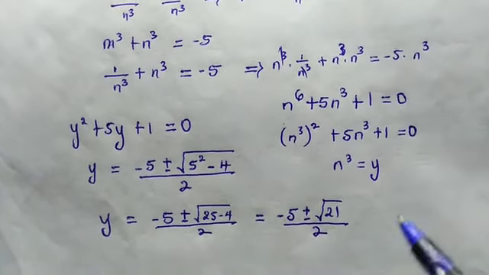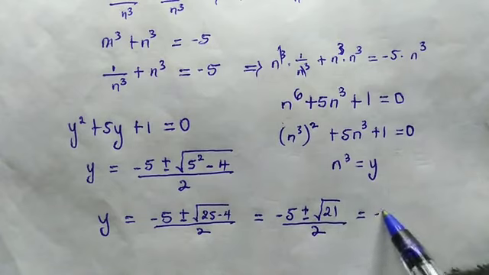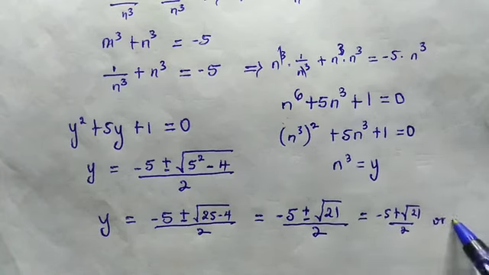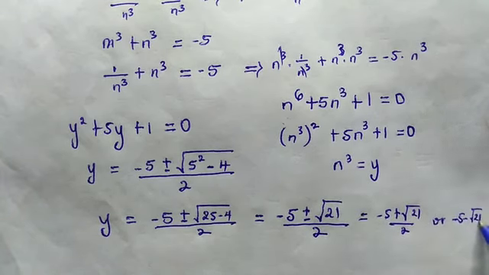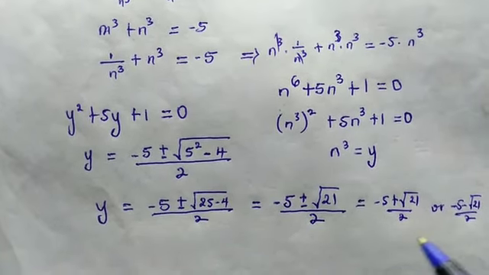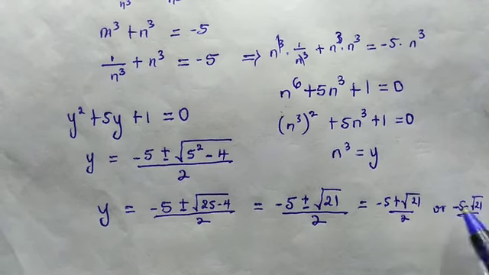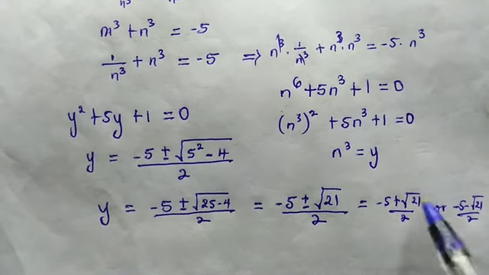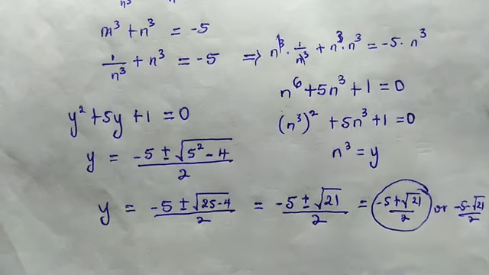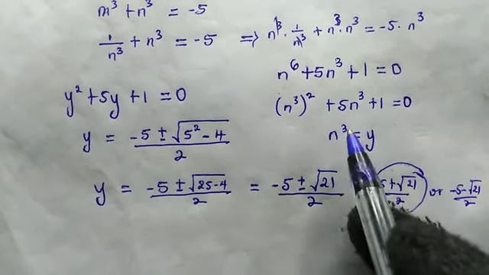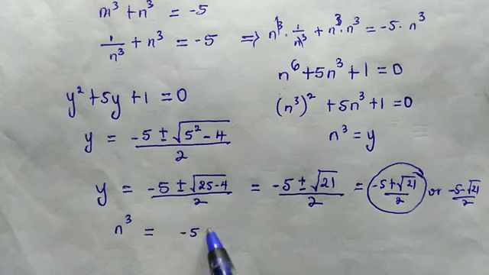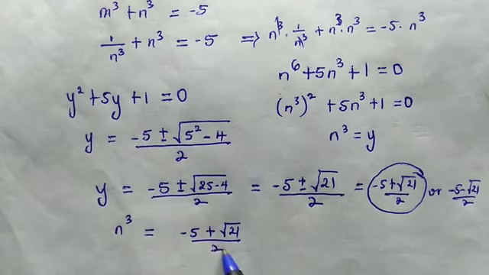So you know what this means? We have negative 5 plus root of 21 over 2, or negative 5 minus root of 21 over 2. So actually we can make use of any of these values of y, right? Okay, now let's go ahead and make use of this value. So recall n cubed is equal to y. So actually n cubed is equal to negative 5 plus root of 21 over 2.